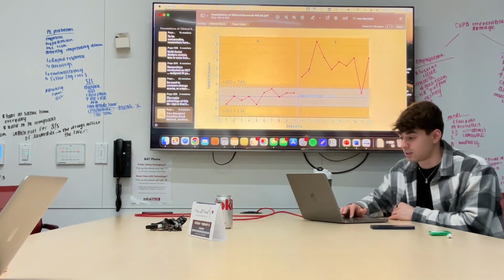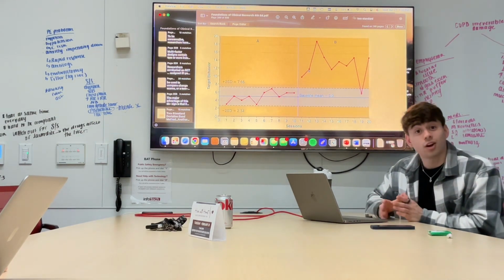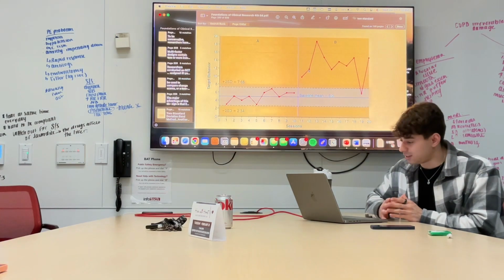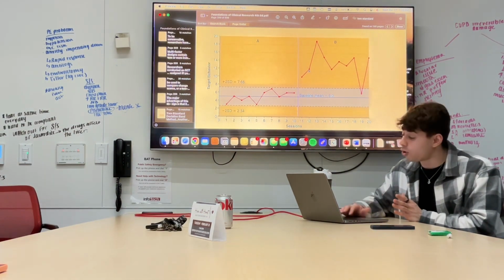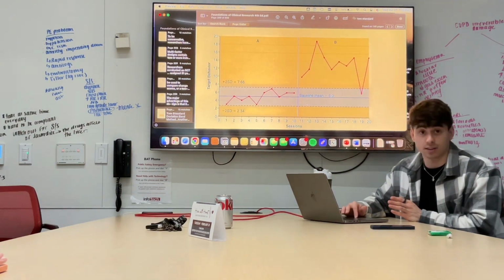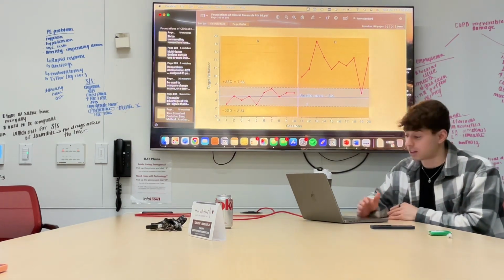Yo, this makes no sense. It made sense until you brought in the graph. She's not gonna give us a graph, but all you have to know is if it's outside the bands, it's statistically significant. If it's inside the bands, it's not.